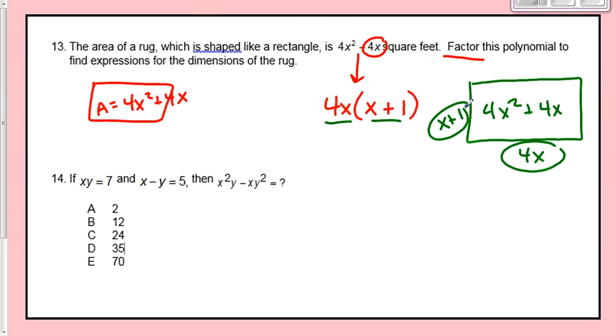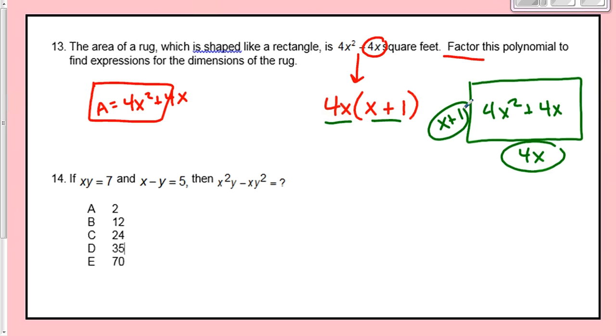If xy equals 7 and x minus y equals 5, then x squared y minus xy squared equals what? This is one of those problems where you look at it and you're like, what the heck is happening, right? You just have to start thinking through your little algebra brain and think about what skills I know that I can apply to this problem. And one of the skills you're now learning is factoring.